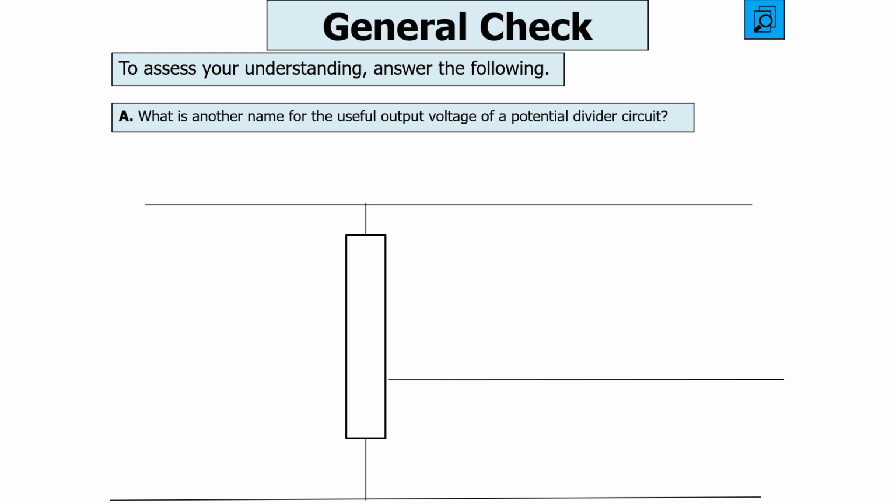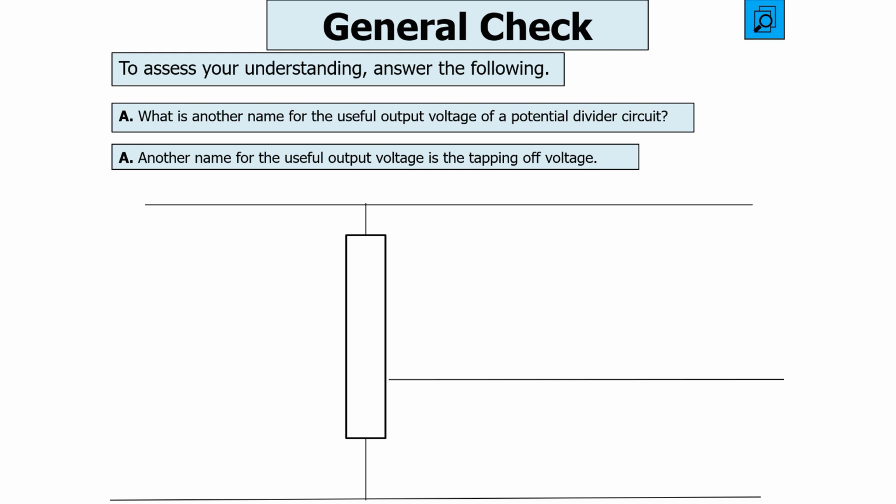The next question says, what is another name for the useful output voltage of a potential divider circuit? So pause the video now, then unpause the video when you want to go through your answer. Well, another name for the useful output voltage is called the tapping off voltage.